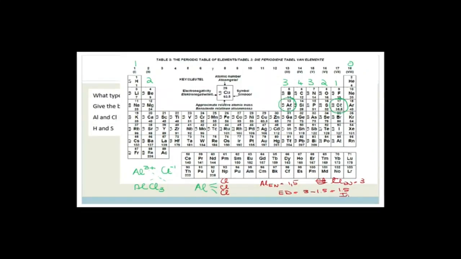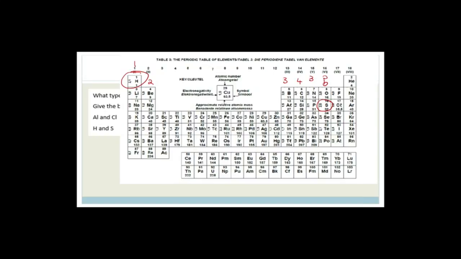It is ionically bonded because the electronegativity difference is so big. Now let's look at hydrogen and sulfur. Hydrogen's in group 1, and sulfur is in group 6. So again, let's talk about the valency: 1, 2, 3, 4, 3, 2, 1, and 0.